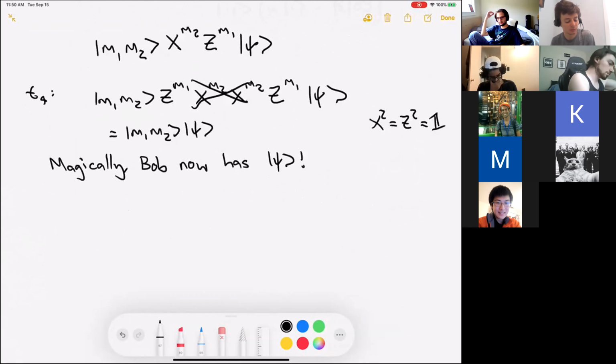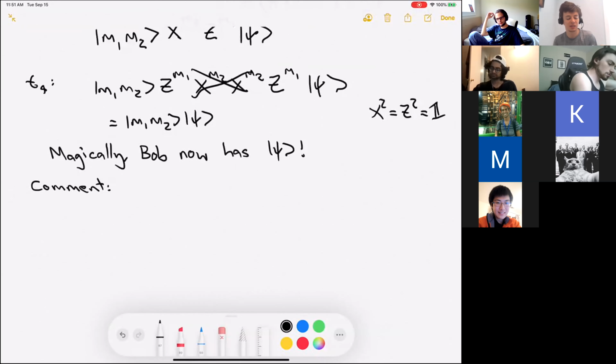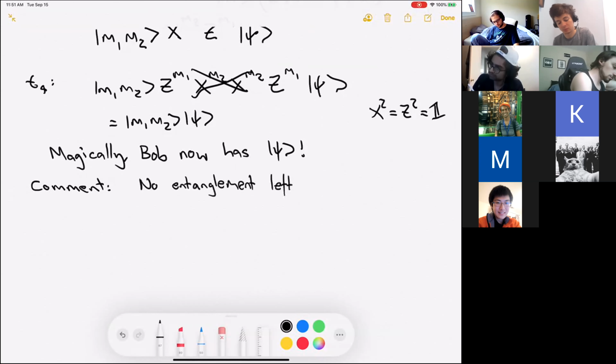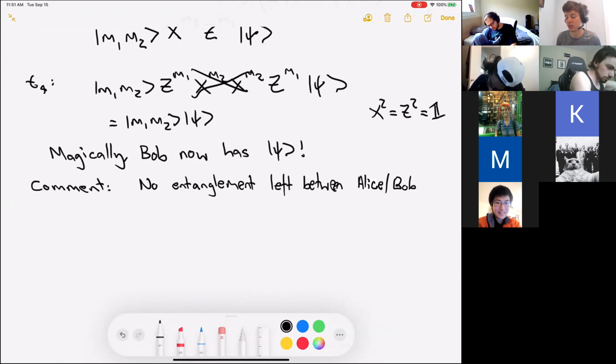Okay. So, comment on this, and really the key point is that there is now no entanglement left between Alice and Bob. We started off with this Bell pair being shared between them, but by doing the measurements on Alice's qubit, we destroyed that entanglement. And so we've ended up with just a product state. And this is really key.